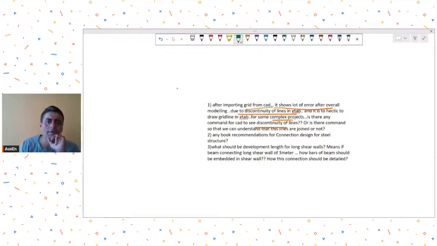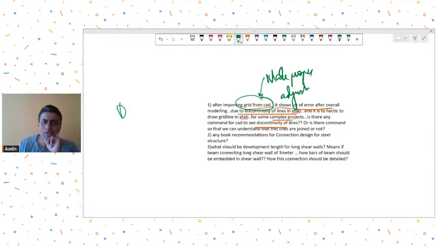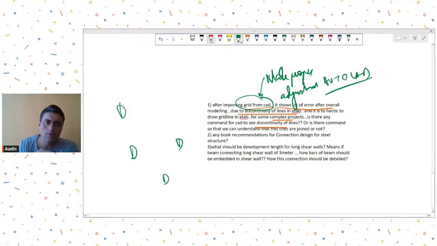No, so whenever you are trying to import directly from AutoCAD, you should be careful, and you have to make proper adjustments and make proper modifications in the AutoCAD itself. Otherwise, there will be problem that you will face later on in ETABS. My suggestion would be, let's say if you have been given architectural drawing with column positionings, you try to draw your own grid lines in AutoCAD. Don't rely on the grid lines that are already there in the drawing.